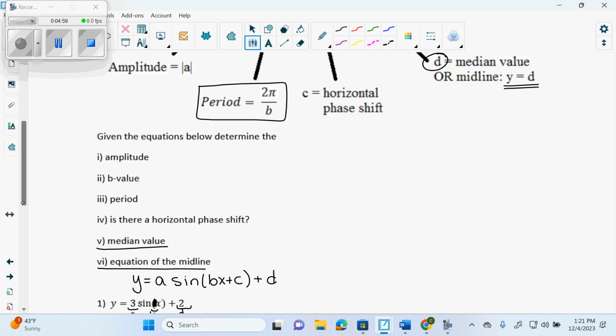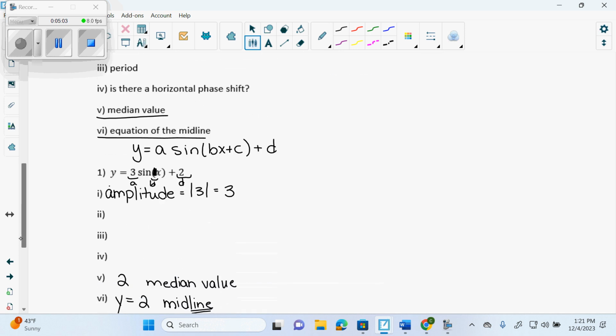So 2 is the B value, 3 is the period. So what's the B value of this one? It's just a 1. And the period is 2 pi divided by B. I don't know why I just short formed that. One second.